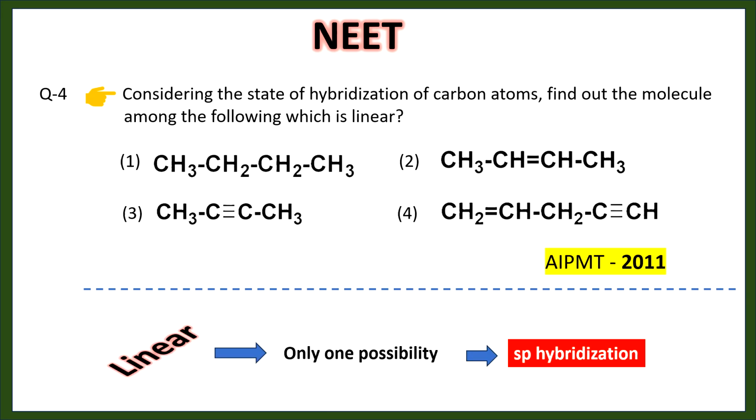Option 4. Now coming to question number 4. Considering the state of hybridization of carbon atom, find out the molecule among the following which is linear. Linear means there is only one possibility, if it is sp hybridization. So you could see among these, only this option 3 has a triple bond. So sp hybridization, correct option is this one.